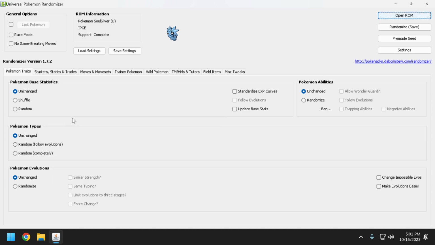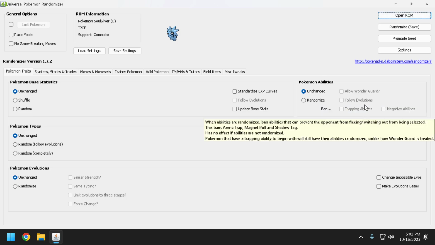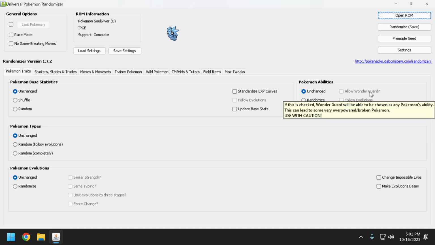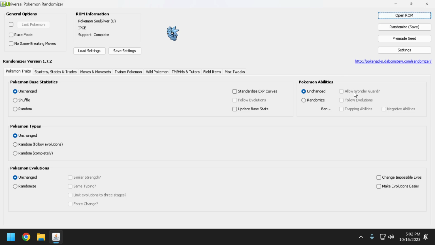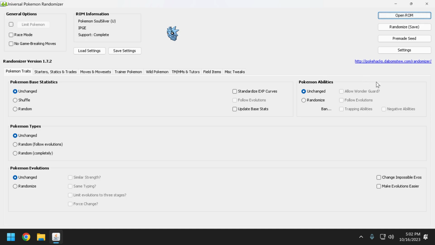I'm just going to go through all the randomization stuff first. Then we'll talk about the quality of life stuff, so we'll come back to that. Abilities. You can randomize abilities. There's some different chances of having second abilities, stuff like that. You can turn off some broken stuff. Wonder Guard, I don't even know about Wonder Guard, but it's busted.